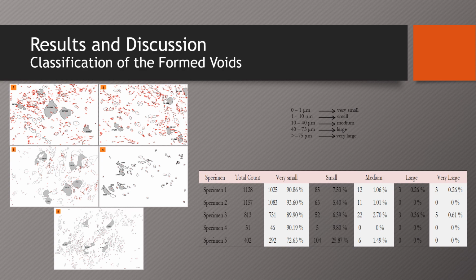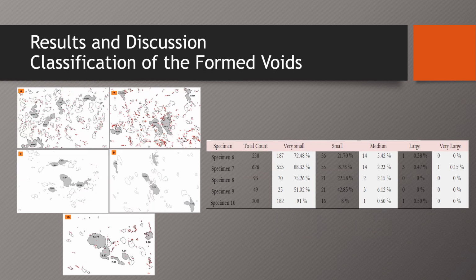And these are the results of the classification of the void size into very small, small, medium, large, and very large.